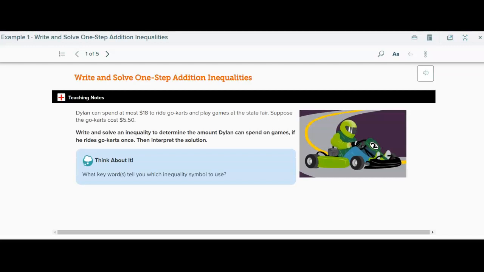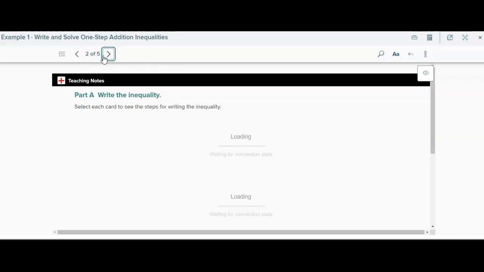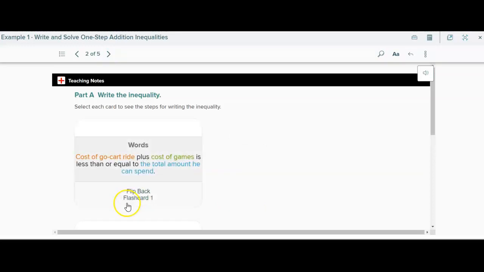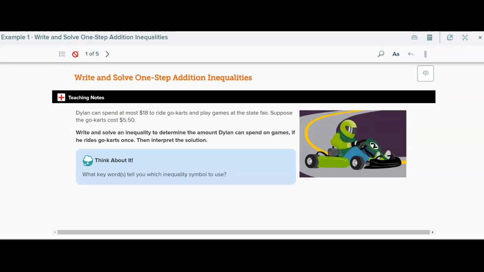So on page 342, here's our first example. I'll let you guys read this. We want to write an inequality to determine how much he can spend on games. So for writing the inequality, let's first put this in words. It says that the cost of a go-kart ride plus the cost of games is less than or equal to the total amount he can spend.